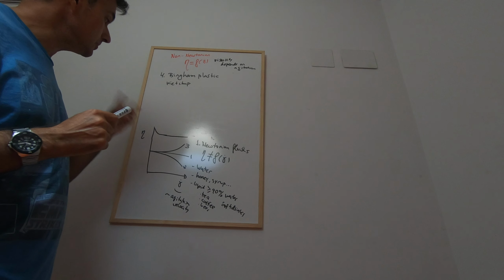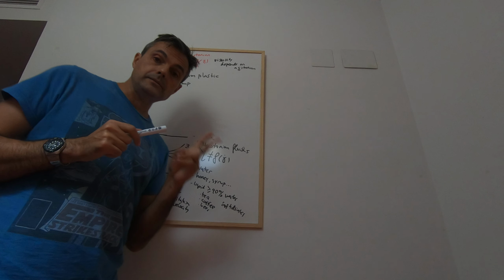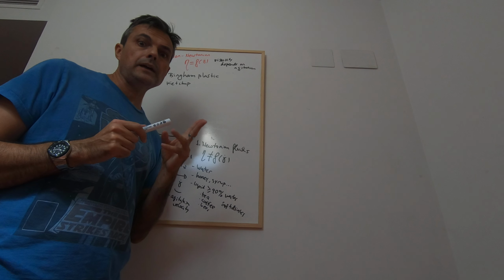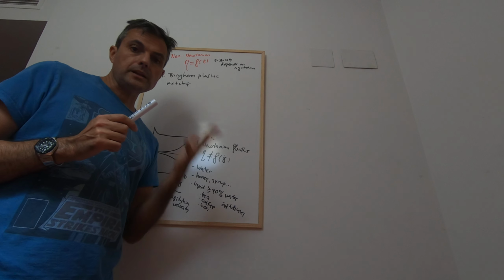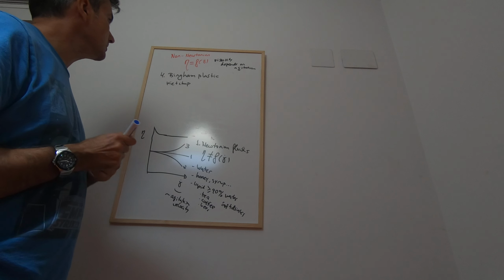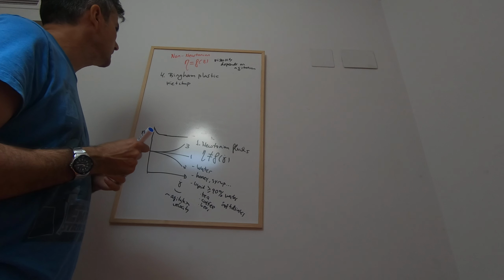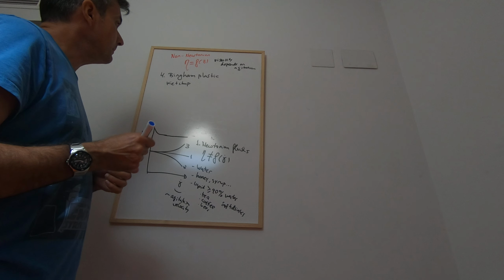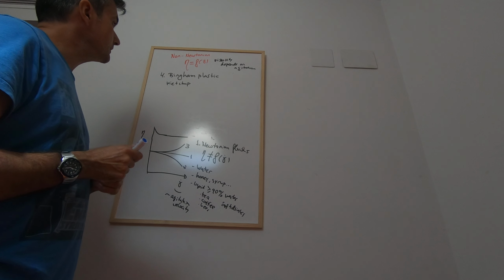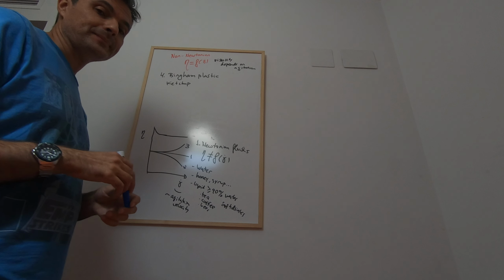And then two types. Well, we have to study two more types. Two types are left. The first is Bingham plastic. An example is ketchup.